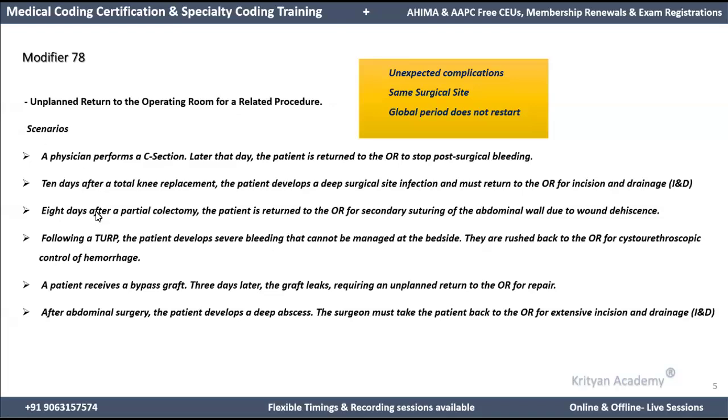If you see another scenario, 8 days after a partial colectomy, the patient is returned to the operating room for secondary suturing of the abdominal wall due to wound adhesion. So same original site, we can use the modifier 78.